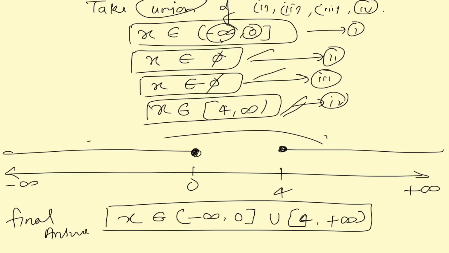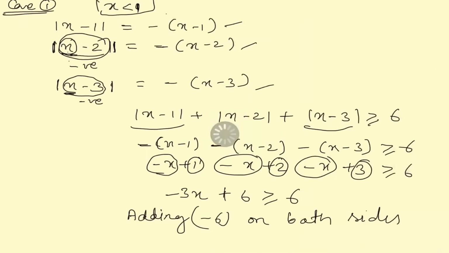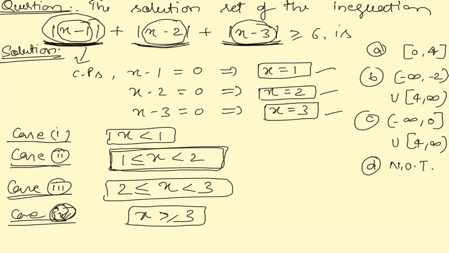And if we move towards the options, we can see minus infinity to 0 union 4 to infinity, that is our final answer.